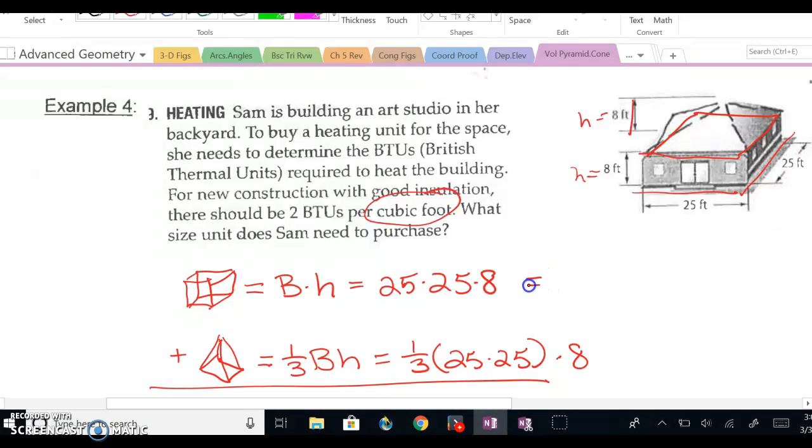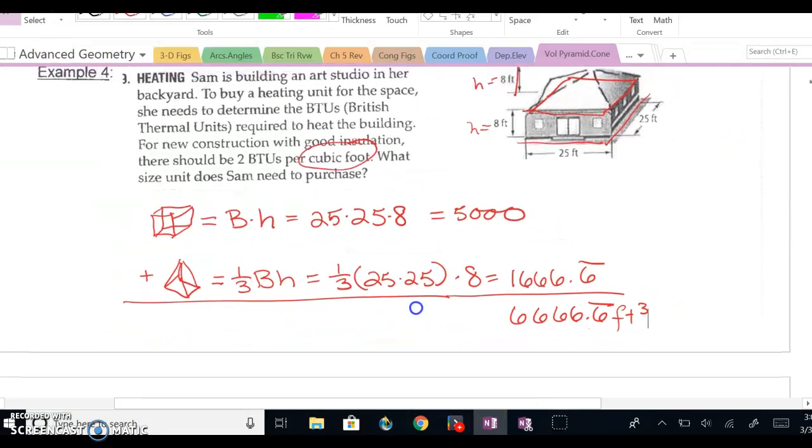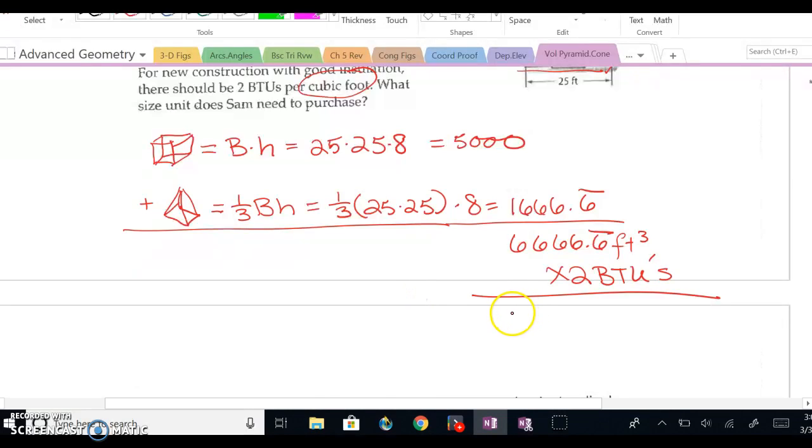And we get 5,000 for the cube and 1,666.6 repeating for the pyramid. We add them together, that's 6,666.6 repeating. But that's still just the volume, that's the feet cubed on that little art studio. And so if we want to know the British thermal units, we're going to have to multiply that times 2 British thermal units per cubic foot, so times 2.